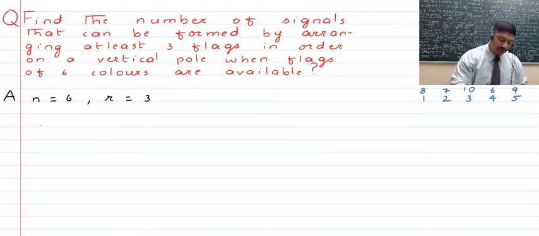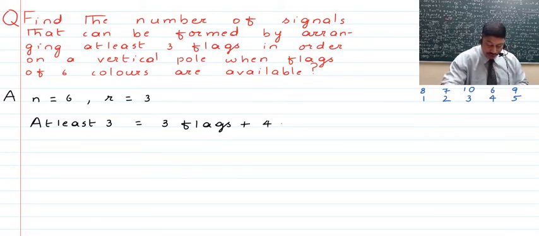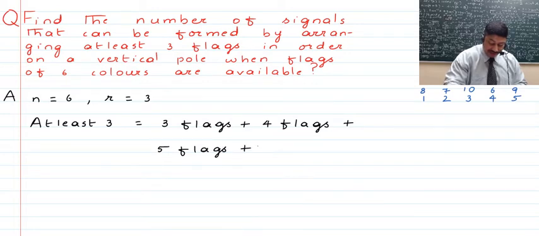So if we talk about the case of at least 3, then at least 3 means that we'll be talking about 3 flags to the least. Then we can also talk about 4 flags, because 4 flags are also available. To that, then we add the case of 5 flags, and then further to this we also add 6 flags.